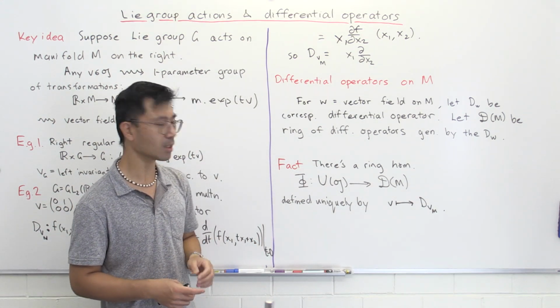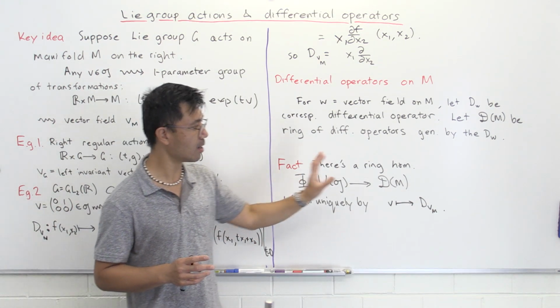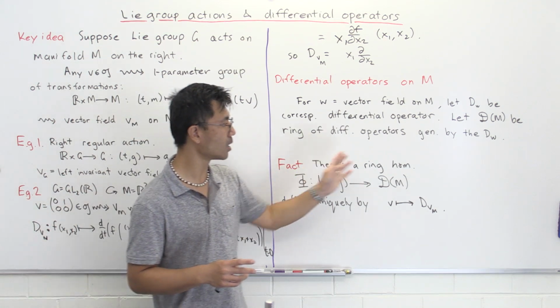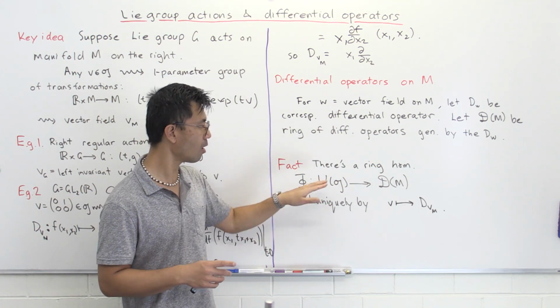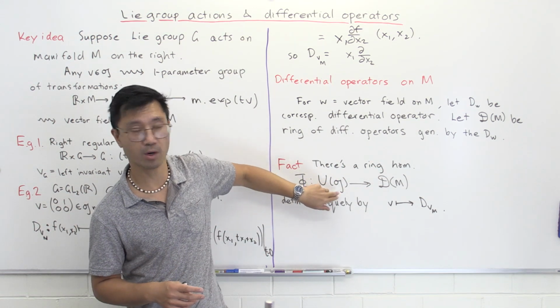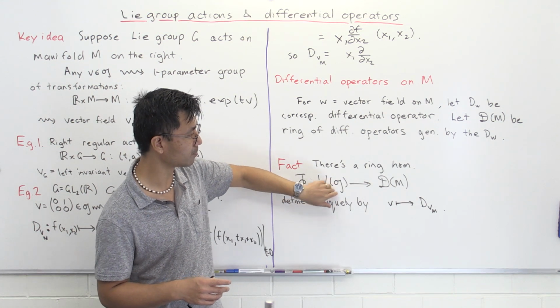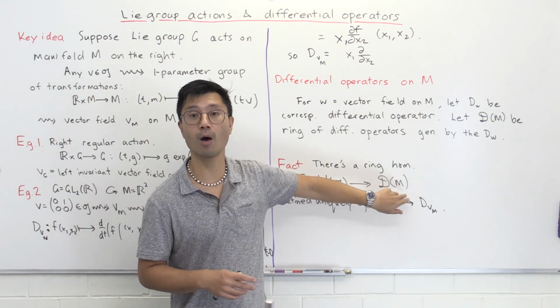And the wonderful fact that we have here is the following. There's actually a ring homomorphism from the universal enveloping algebra of this Lie algebra g to the differential operators on M.